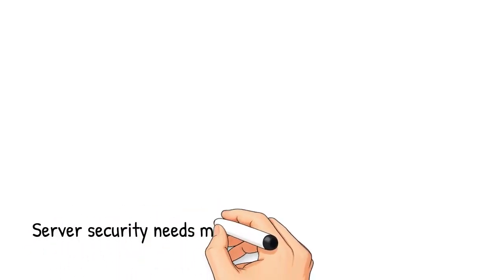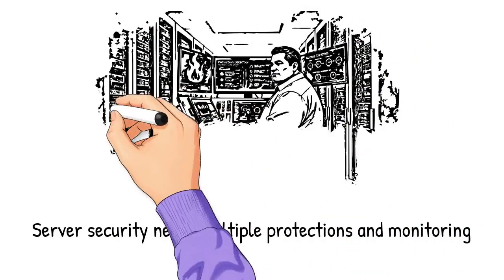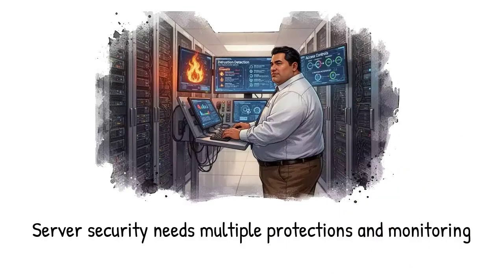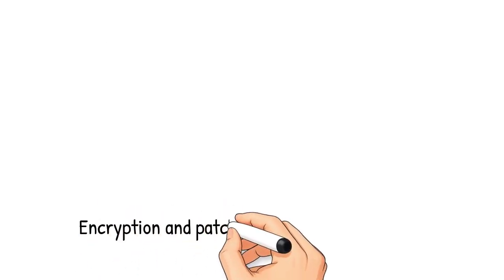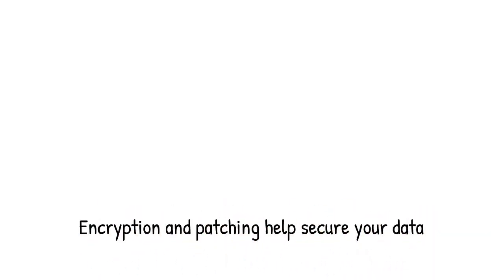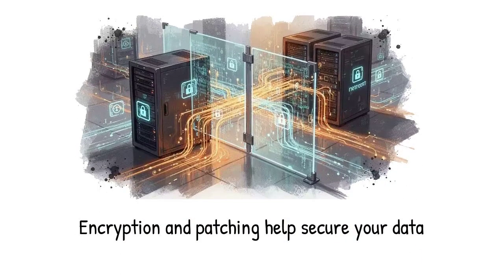Protecting servers requires a combination of technical controls, best practices, and continuous monitoring. Firewalls restrict access to only necessary ports. Intrusion detection systems monitor for suspicious activity. Access controls ensure that only authorized users can log in. Encryption protects data in transit and at rest. Regular patching closes vulnerabilities. Network segmentation isolates critical servers from less secure systems.